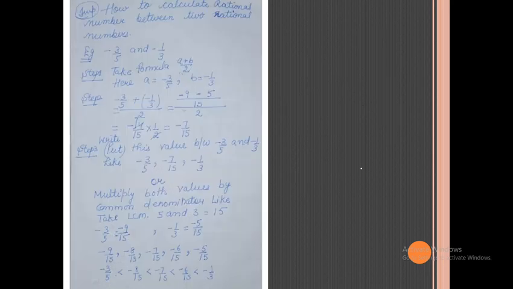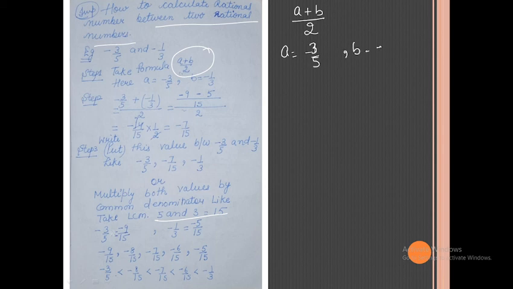Now next is how to calculate a rational number between two rational numbers. It means if you have two rational numbers, then you can calculate a rational number with the help of this formula or this method. In the first method, we can take the formula (a + b) divided by 2. Here a is the first value, that is minus 3 by 5, and b is the second value, minus 1 by 3.